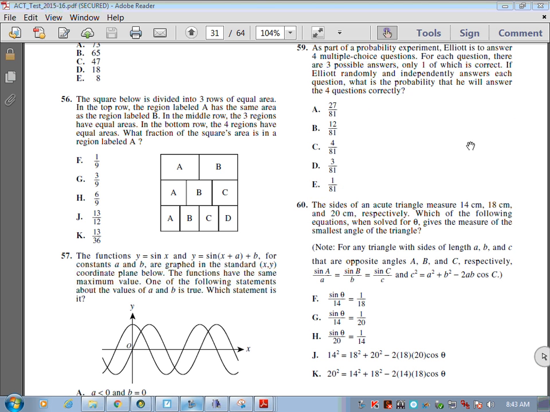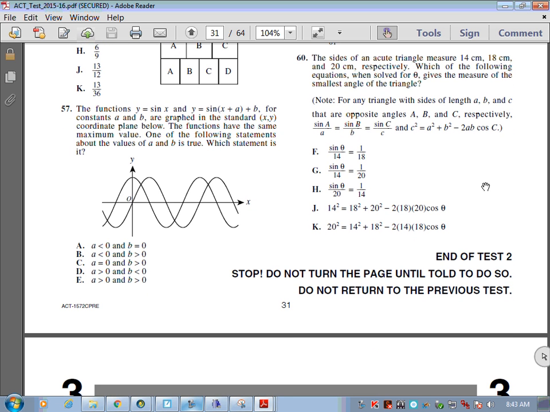Number 60, this is one I'm guessing that a lot of us maybe had questions on. This one, you did cover this in Algebra 2. It was a part of Lesson 77. If I can go back and find it. They do give you 2 formulas. They give you the law of sines, and they give you the law of cosines. They give you 2 possible formulas.